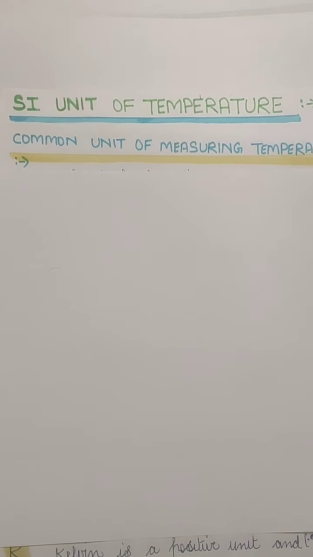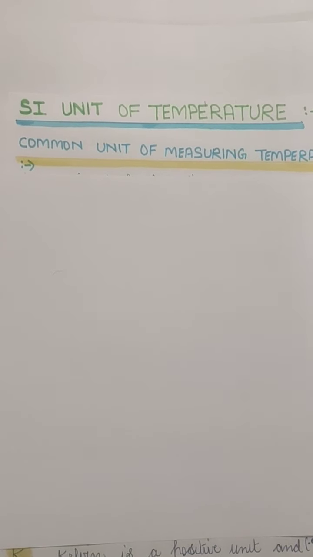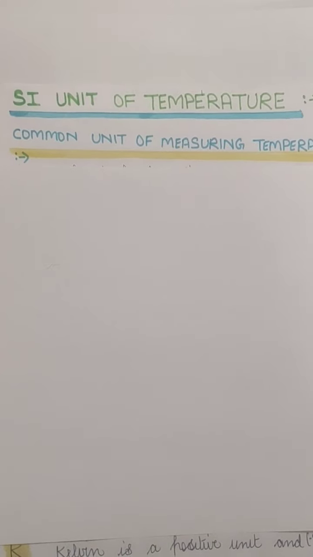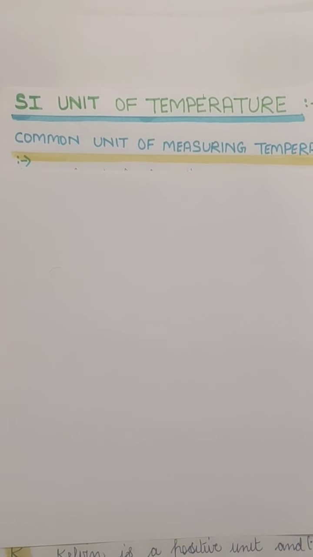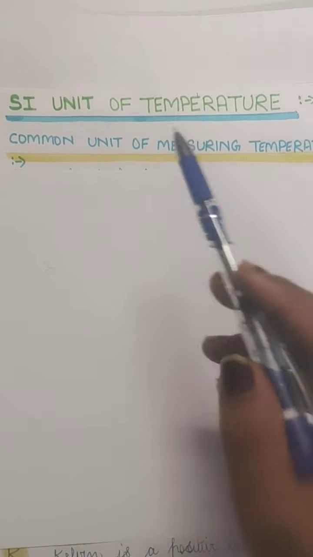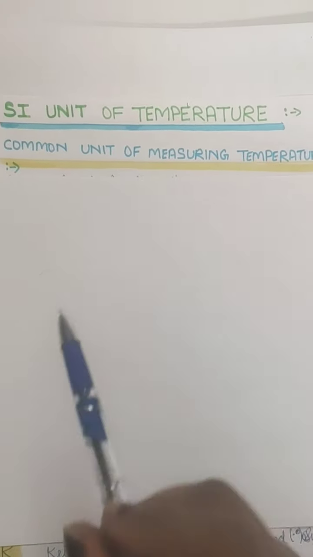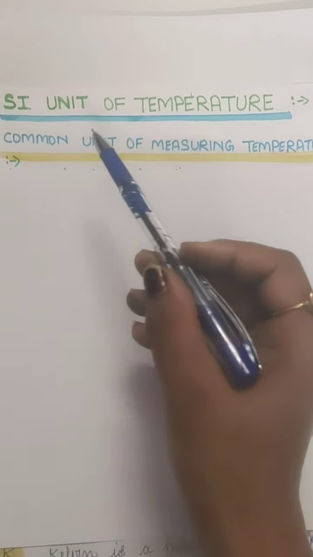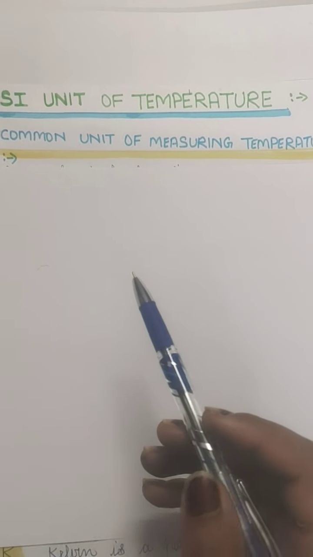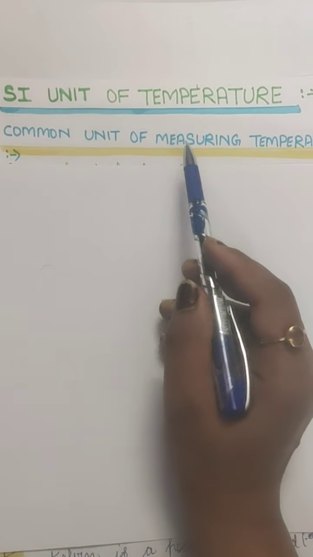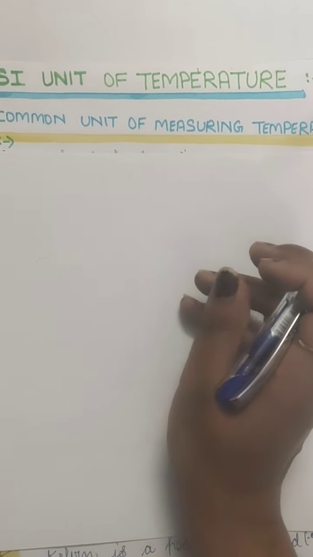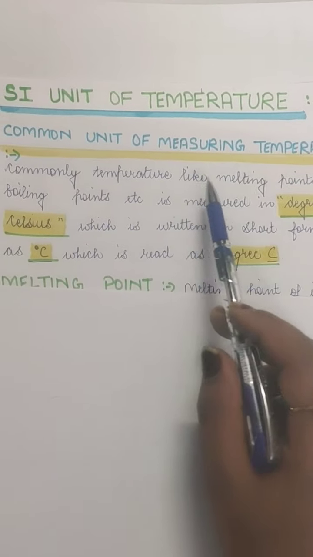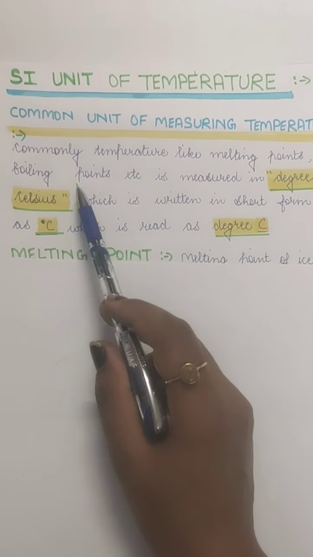We have to control the temperature. In scientific experiments and practicals, we don't use the common measuring units of temperature, but we use some standard unit of temperature. So the standard unit of temperature is different from these common measuring units. So before we start, we should know what the common measuring unit is that we use most times. Commonly temperature like melting point, boiling point, etc.